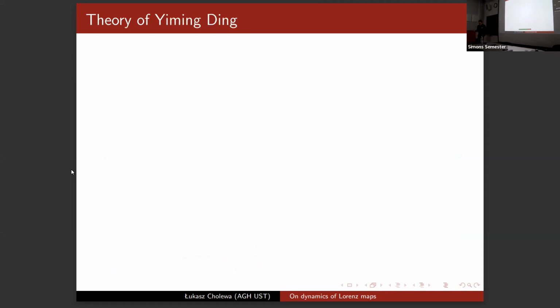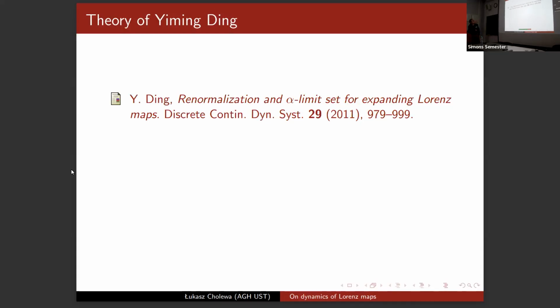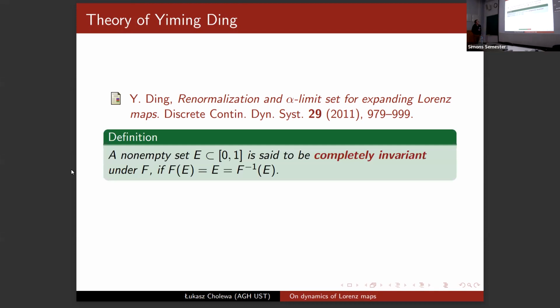It follows from the definition of Lorenz map. There are many connections between renormalizations and other dynamical properties, like transitivity. There are nice results connecting renormalizations with alpha limit sets. In particular, Ding in his paper Renormalization and Alpha Limit Set for Expanding Lorenz Maps claimed that there is a one-to-one correspondence between completely invariant sets and renormalizations. First I will give a definition. A non-empty set E is said to be completely invariant under F if it is equal to its image and pre-image.